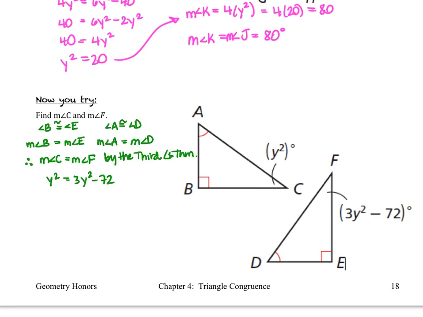Once we've got the algebraic equation set up, it's very easy to solve. And we end up with y is equal to 36, and that's great because now we can work on finding the measures of angles C and F.